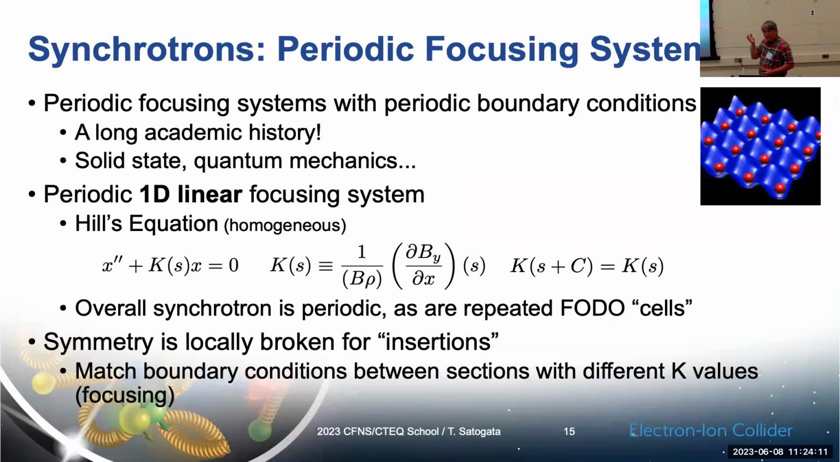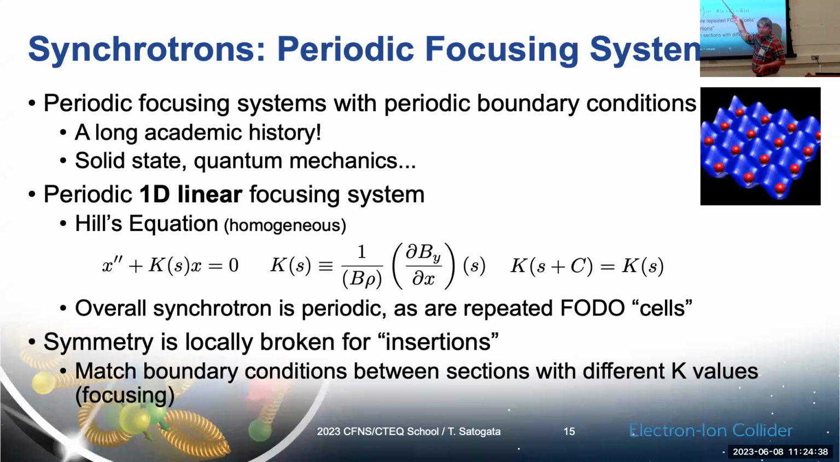But they are periodic focusing systems. Now you can take a periodic focusing system, either those FODO cells, which are periodic on a very short scale, or the entire accelerator, which is periodic on a one-revolution scale, and in everything you want to have periodic boundary conditions because you want the particles to do the same thing every revolution around this particle accelerator.